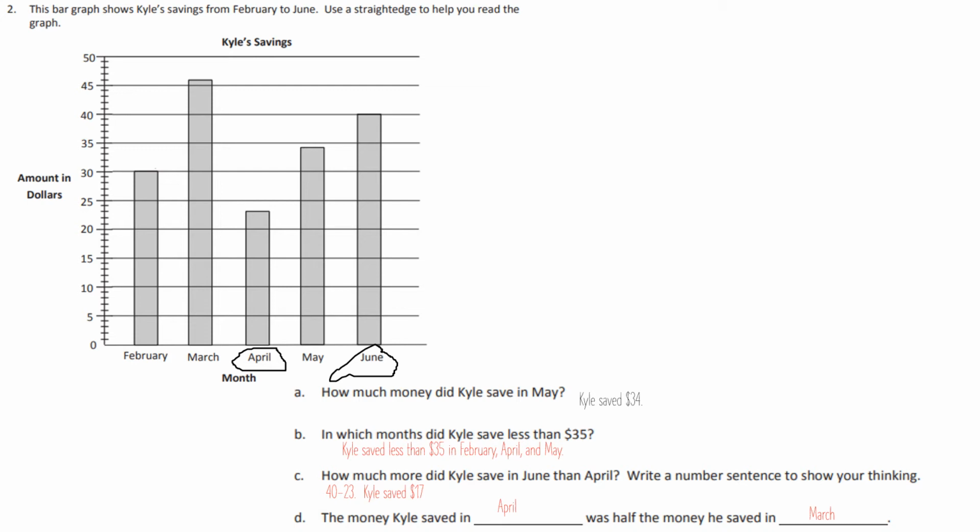Now it wants to know the money Kyle saved in April was half the money he saved in March. So if you look at March and April, April is half of what March is. So let's keep going.